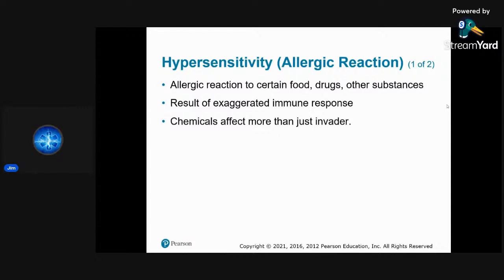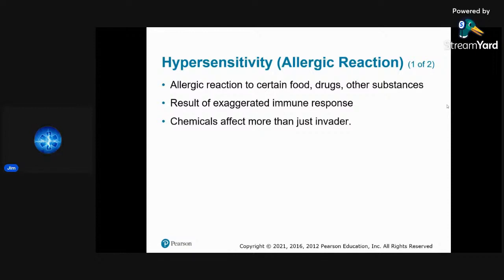Hypersensitivity, or allergic reaction, is an allergic reaction to certain foods, drugs, and other substances. For example, peanuts and soy are big food allergies. Drugs can be prescription or illicit drugs, but we see it a lot in our world with prescription drugs like penicillin, sulfa, and morphine. These are all drugs that have high rates of allergies.